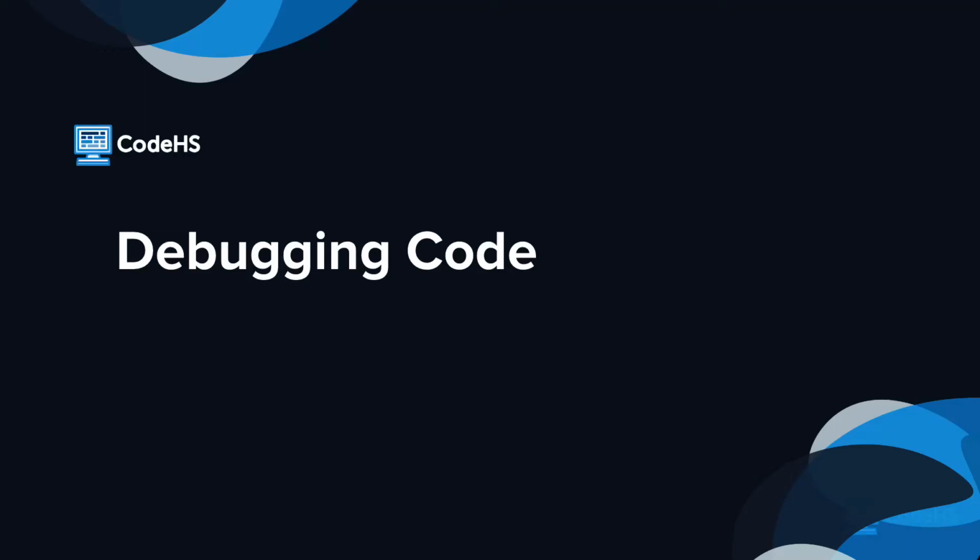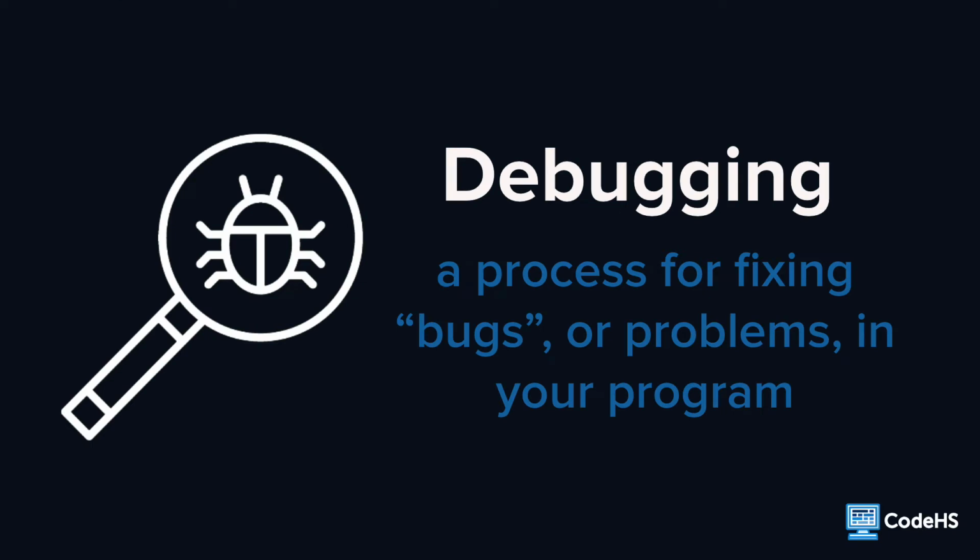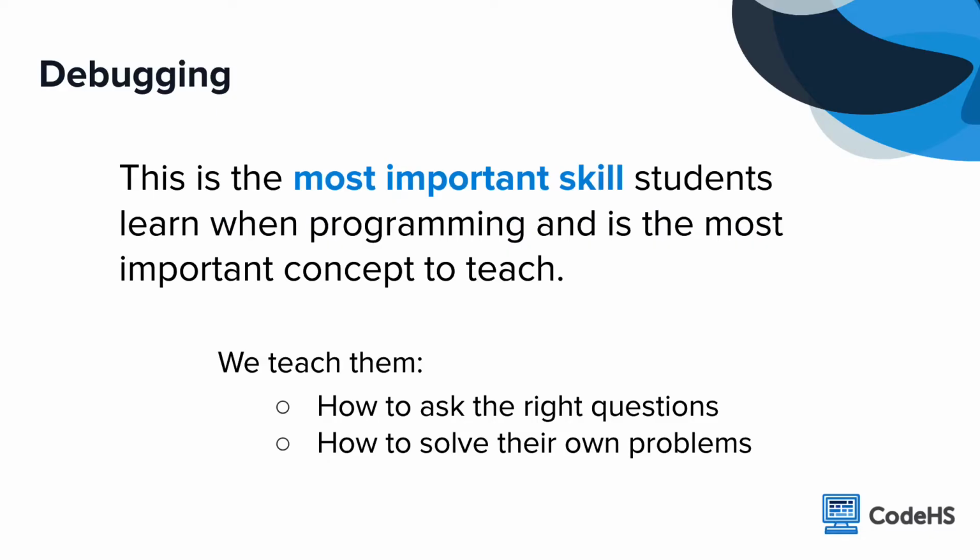Hi, in this video we'll be going through the basics of debugging. This is where we can dive in and learn some actual strategies for debugging student code. Debugging is a process we use to fix bugs or problems that find their way into our programs as we develop them. Debugging is the most important skill your students will learn in this course.